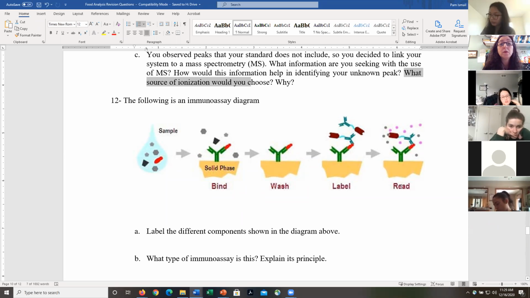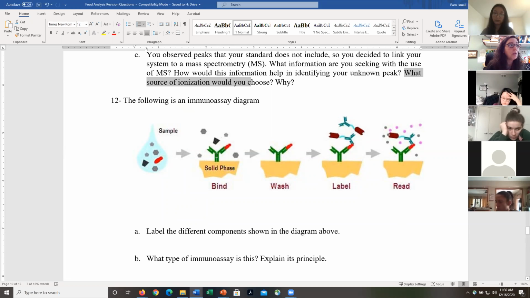What type? Sandwich ELISA. Okay, so your antigen in red, you have a solid phase, the antigen reacts with the antibody, we get the detector. So we have capture antibody and we have detector antibody. It's labeled with the enzyme. It will react with the antigen, and then you add a substrate, and then you get a color product. So label the different components shown in the diagram.